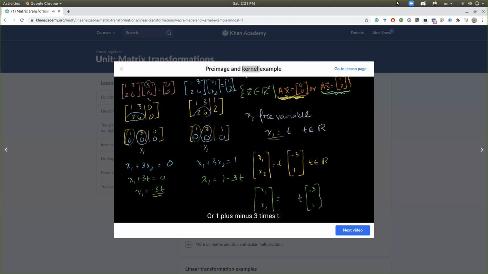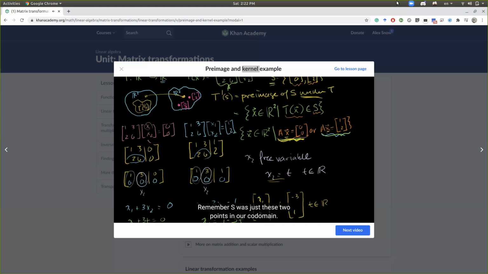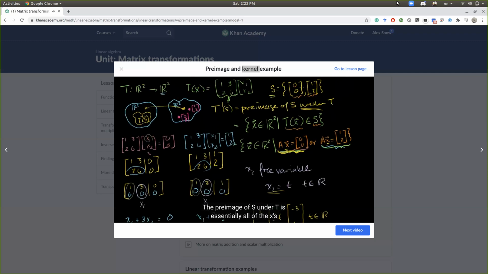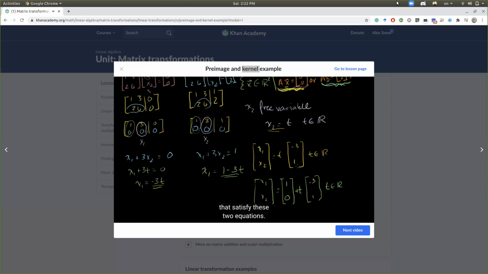So what we can do is we can say that the solution set here is equal to the vector 1 here. So now we have 1 plus minus 3 times t for x1. And then here we could say 0 plus t, or x2 is equal to t. So this is the solution set for the second equation. So our pre-image of S, and remember S was just these 2 points in our codomain, the pre-image of S under T is essentially all of the x's that satisfy these 2 equations.